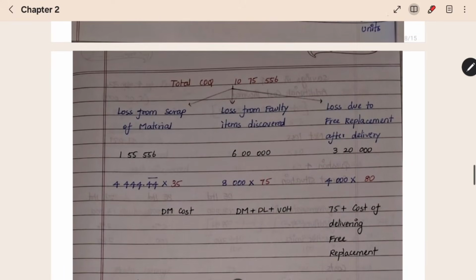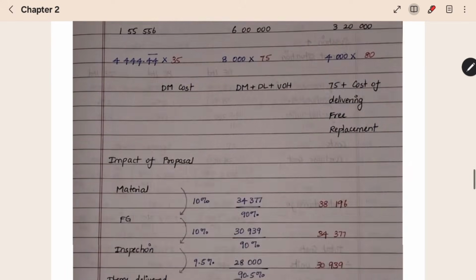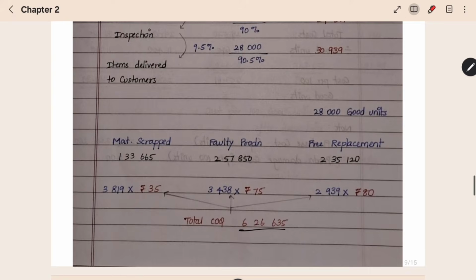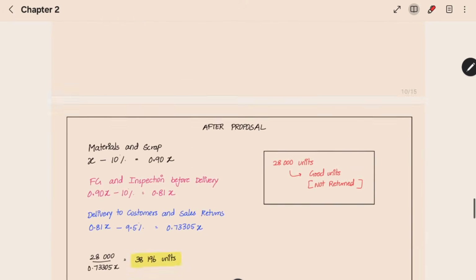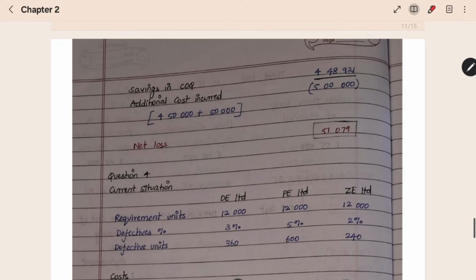Now we can see the difference in cost of quality. Earlier we incurred around 10 lakh. Now after implementing the proposal, only 6 lakh we are incurring. So we can see the savings, around 4 lakh it is coming. 4,48,000 is the actual savings.